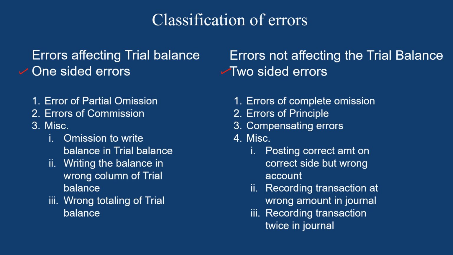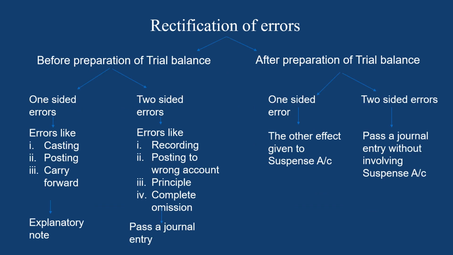Now, once you've understood how these errors occur, now we will go into the rectification. So the main point is that the errors might get identified at different stages. One, it could be identified even before you prepare the trial balance, and the other is after you prepare the trial balance and it does not tally at that point of time. You go about tracing and you find those errors. So now we will first take the errors before the preparation of trial balance and you're rectifying it immediately.